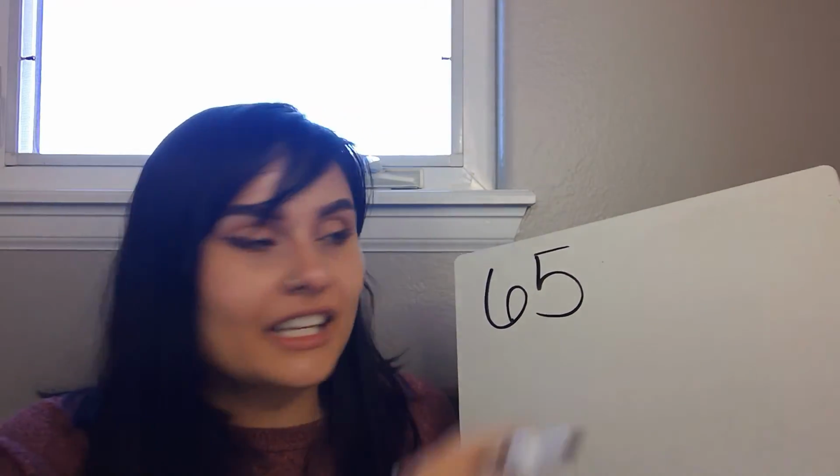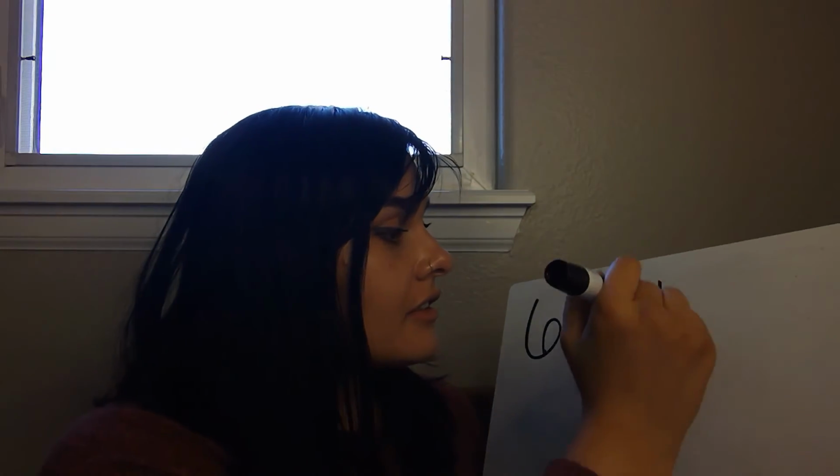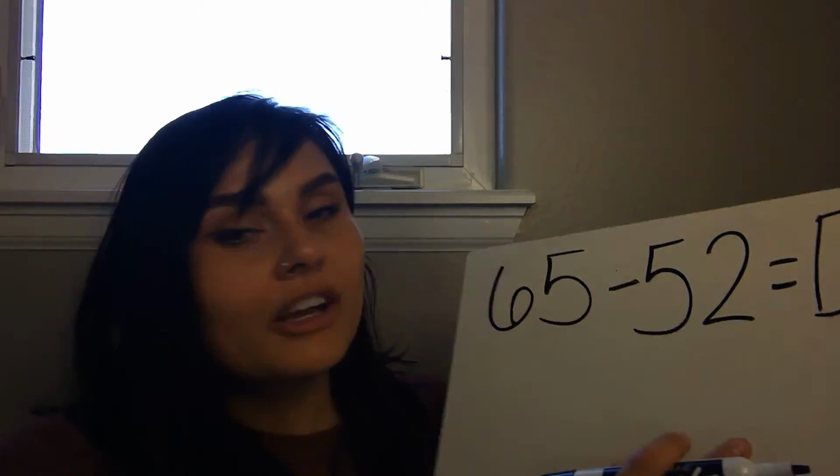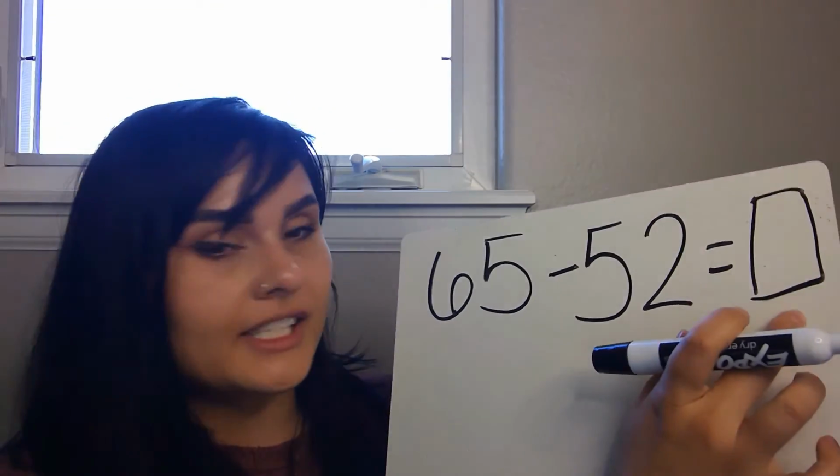My next problem is I baked 65 cookies. Brian and Daniel ate 52 cookies. How many cookies do I have left? So I'm going to write my equation. I baked 65 cookies, but Brian and Daniel ate 52 cookies. And I want to know how many cookies are left. I'm solving for that unknown difference here.